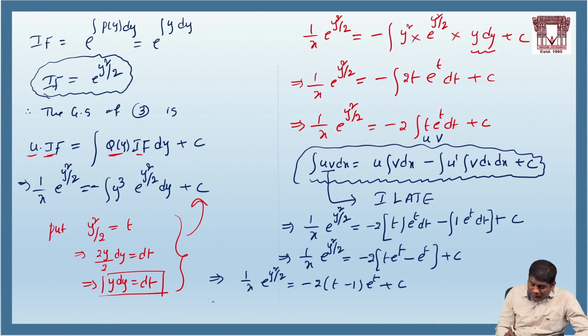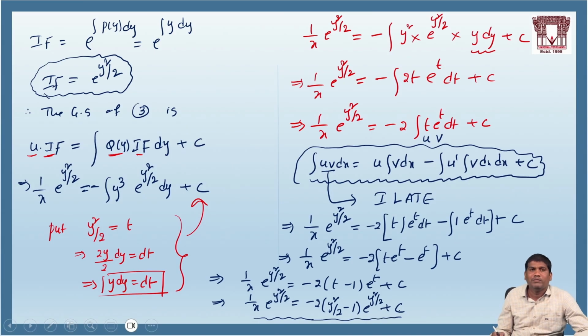Then that implies 1 by x into e to the power y square divided by 2 is equal to minus 2 into t, which is y square divided by 2, minus 1 into e to the power t, t is y square divided by 2, plus some constant c. It is the required general solution to the given problem.